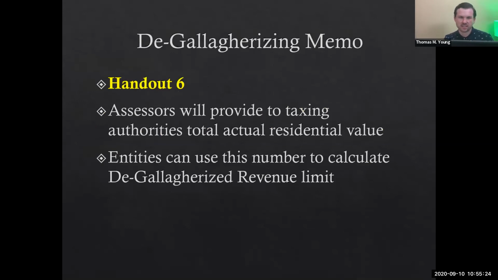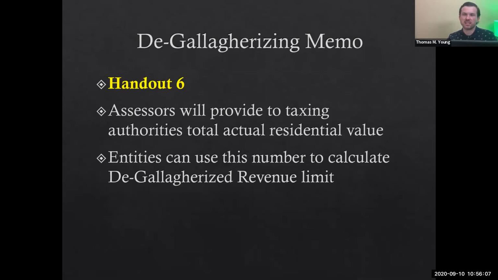And then there's another handout for the de-Gallagherizing memo. This sort of became a thing last year or the year before, when we were putting out a report that showed the residential assessment rate was going to start going down. The de-Gallagherizing term lets these entities try to retain the same amount of revenue that they would otherwise normally have if the assessment rate were to drop.